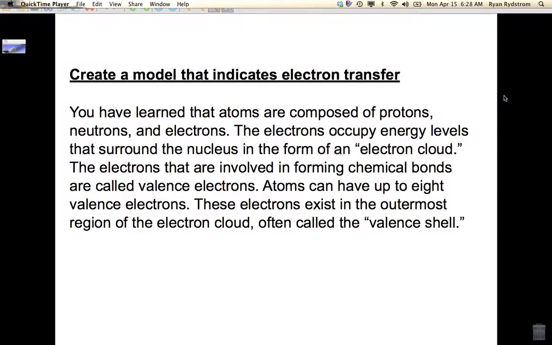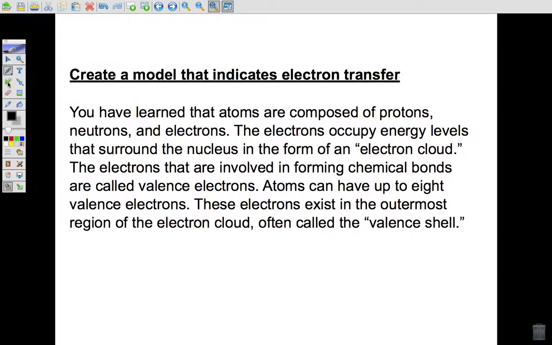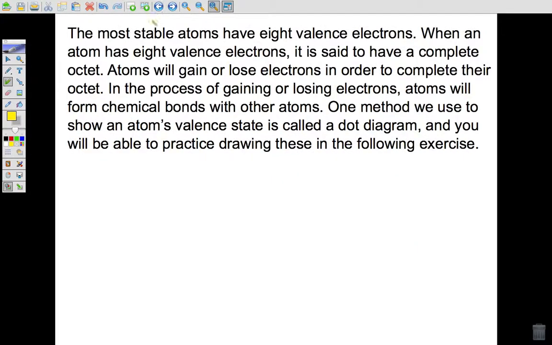Atoms can have up to 8 valence electrons. 8. That number is essential. We need to know the 8 valence electrons. We call that the octet rule. I might write that down if I were taking notes. These electrons exist in the outermost region, often called the valence shell, which is previous knowledge.